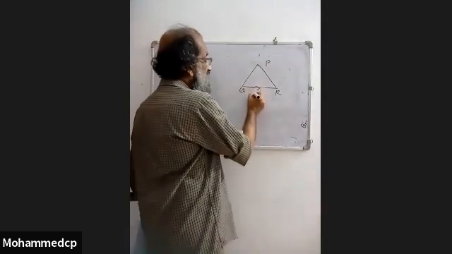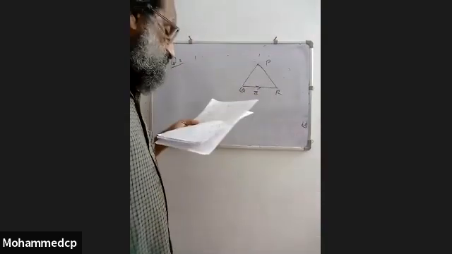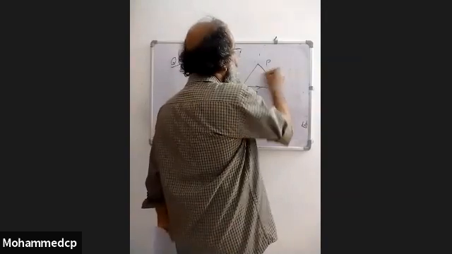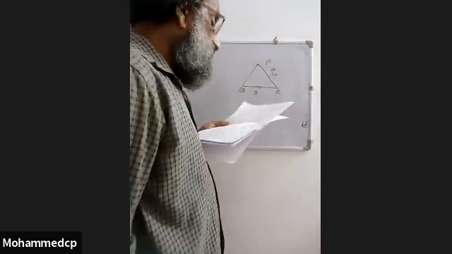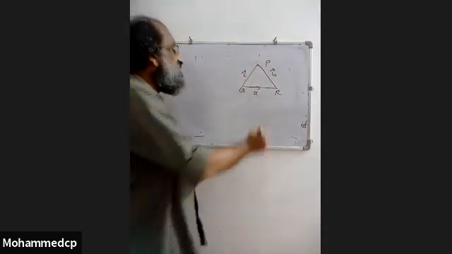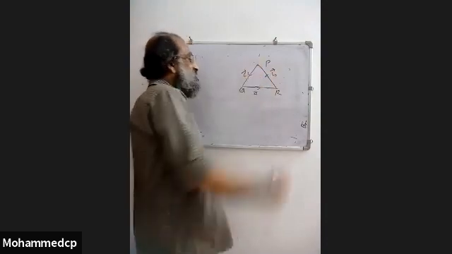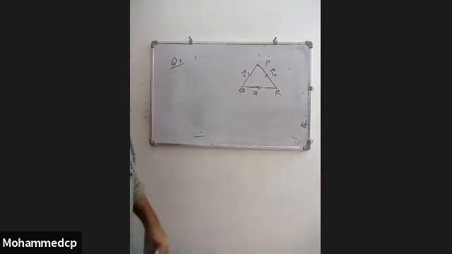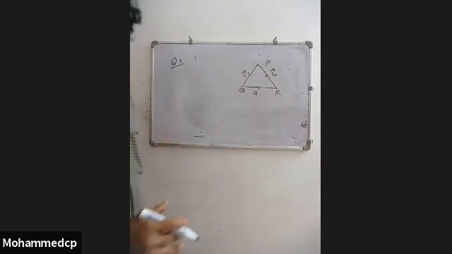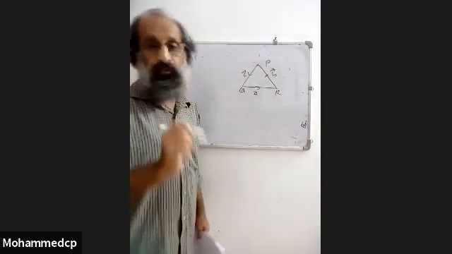It is given as vector A, RP, vector B, and PQ is vector C. If the three sides of a triangle are taken in order, and we learn in physics also, if three sides of a triangle represent three forces in order, then the sum of the forces, what they call the resultant, is 0.